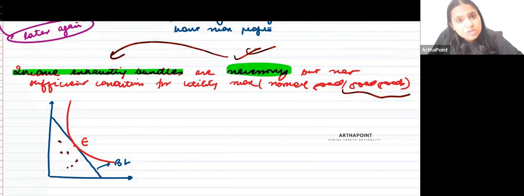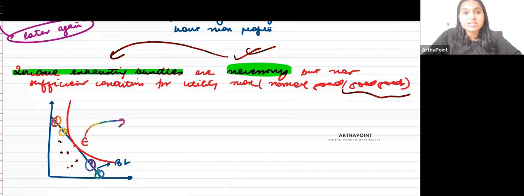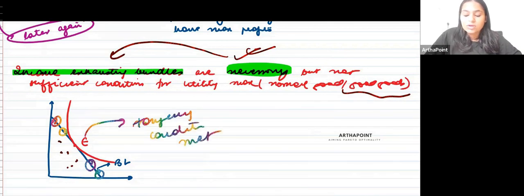So it is necessary to be on the budget line, to exhaust your income. But is it sufficient to be on the budget line? It is not. I am on the budget line even at this point, even at this point, even at this point. But these are not maximizing my utility. Only this point is maximizing, where I have the tangency condition met. So it was necessary to be on the budget line to classify the first point, but not all points on the budget line would maximize my utility. Same.